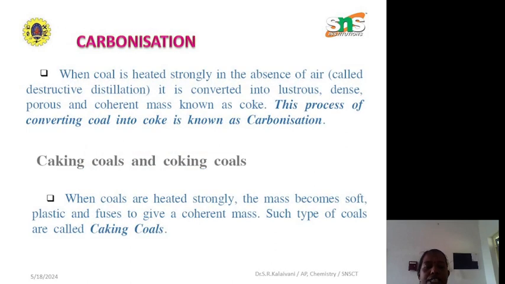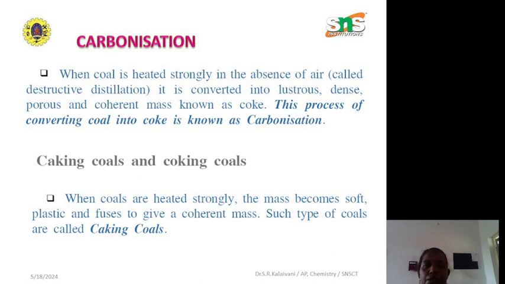The next process is carbonization. Carbonization means converting coal into coke. Initially, coal is available in the earth crust. The initial form is wood, converted into peat, lignite, anthracite, then coal. Then coal is converted into coke. This process is known as the carbonization process. Coal is the primary fuel, coke is the secondary fuel because coke is derived from the primary fuel.